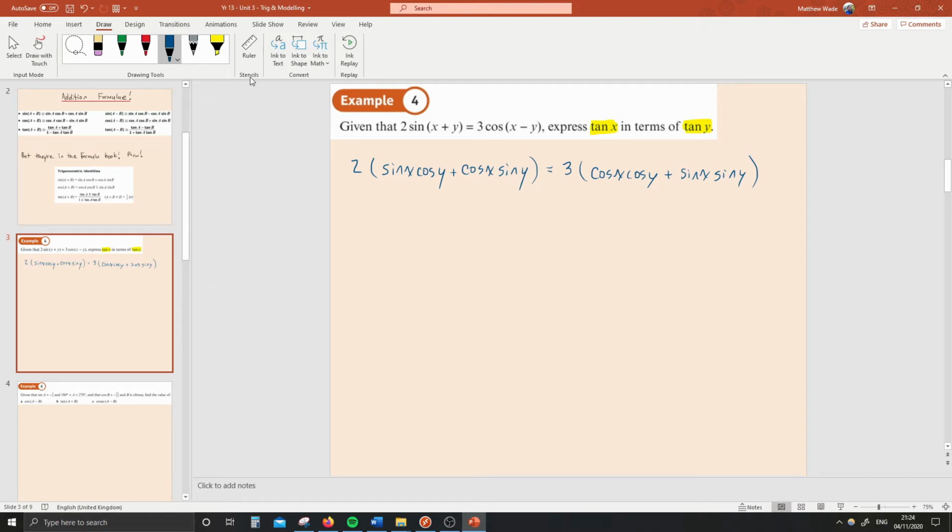We do have sine x's and sine y's and cos x's and cos y's, so they're probably key to it, but we still don't know what we're doing yet. So here we go, times out the bracket. 2 sine x cos y plus 2 cos x sine y equals 3 cos x cos y plus 3 sine x sine y.